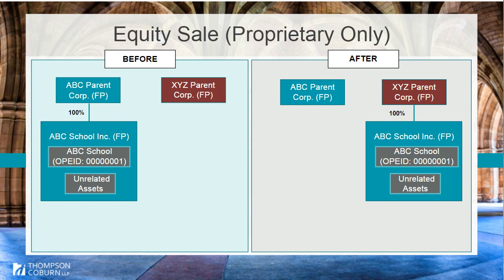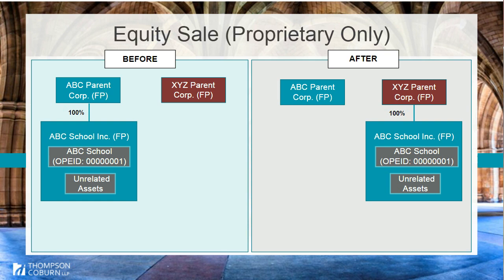And what that means is, instead of taking those assets that comprise the school out of ABC School, Inc., as Emily was discussing earlier, we just take the entire legal entity, ABC School, Inc., and now it becomes a subsidiary of XYZ Parent Corp., right? So that's an example of a stock acquisition as opposed to an acquisition of assets.